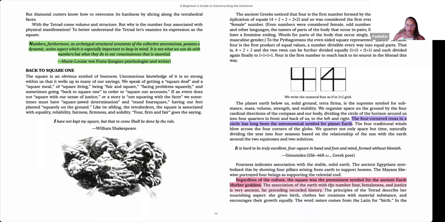The association of the earth with the number 4, femaleness and justice, is very ancient, far preceding recorded history. The principles of the Tetrad describe her nourishing aspect. She gives birth, clothes her creations with material substance, and encourages their growth equally. The word nature comes from the Latin for birth.